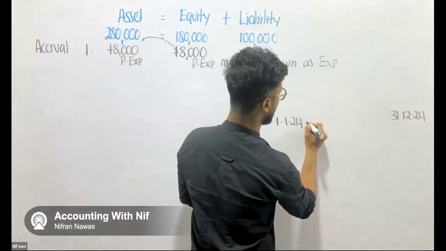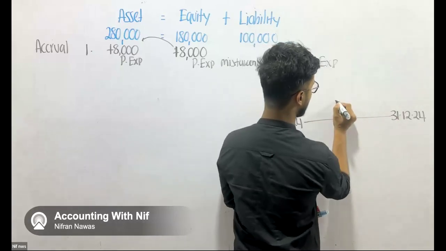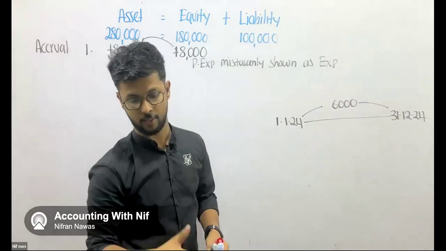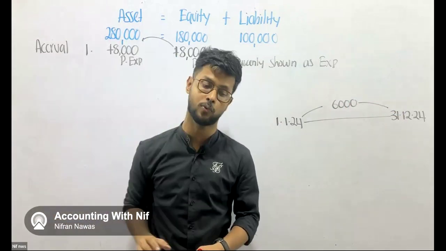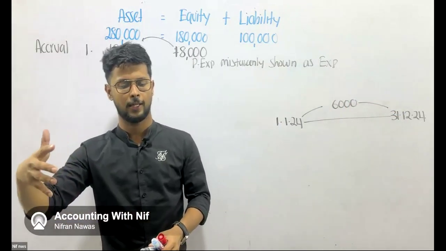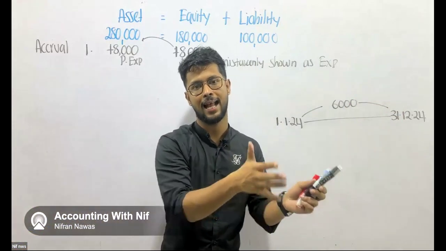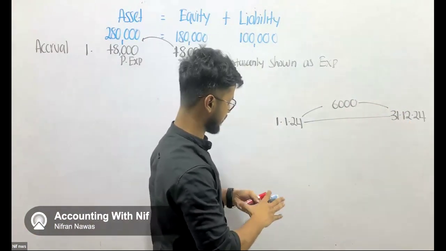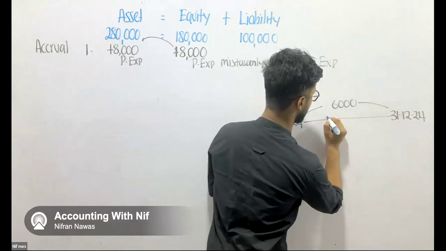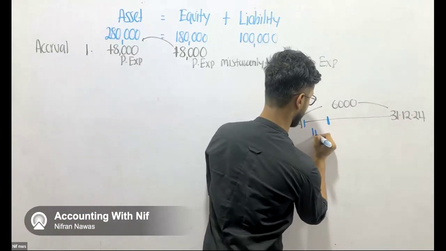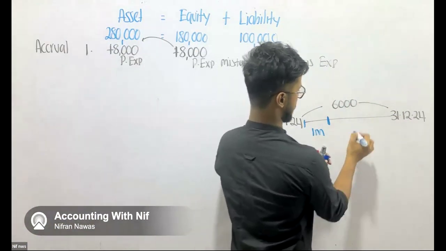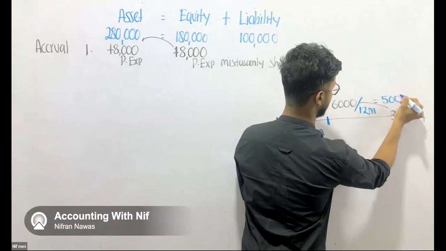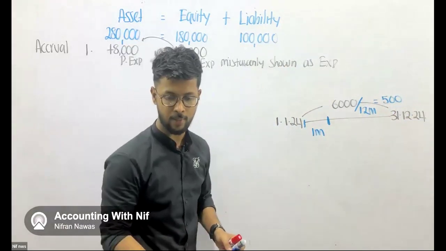So the annual depreciation is 6,000. For 12 months, the depreciation is 6,000. But are we preparing the accounts for 12 months or for 1 month? We are preparing the accounts for 1 month. Look, they're asking for the accounting equation at the end of January, not at the end of December. So our timeline is just 1 month. So a month's depreciation should be 6,000 divided by 12 months. It should be 500. Am I correct?